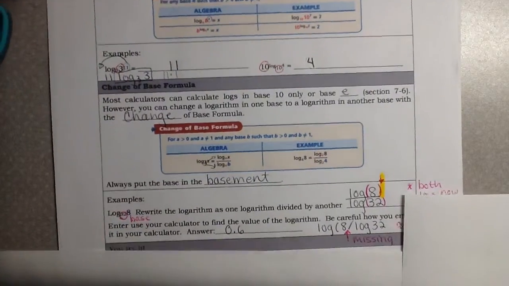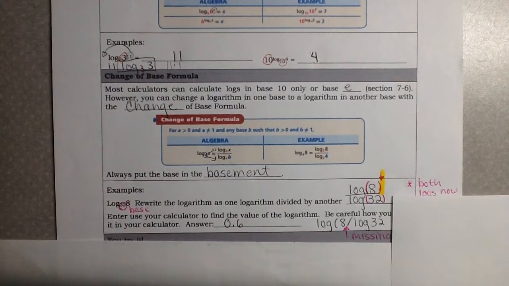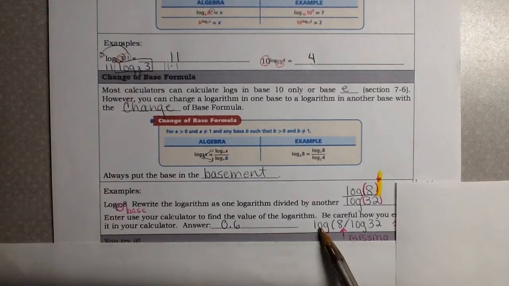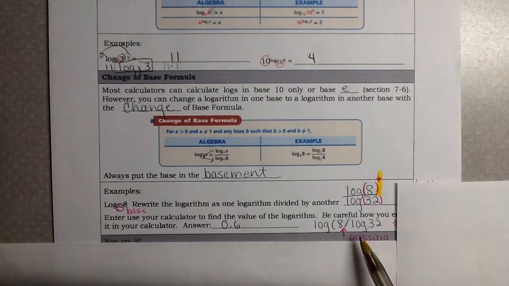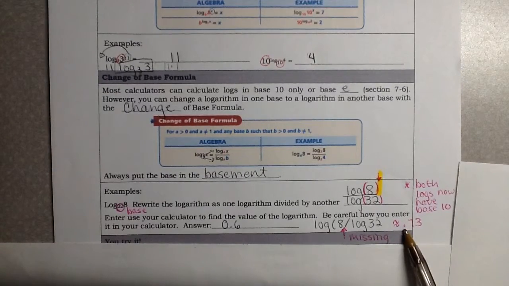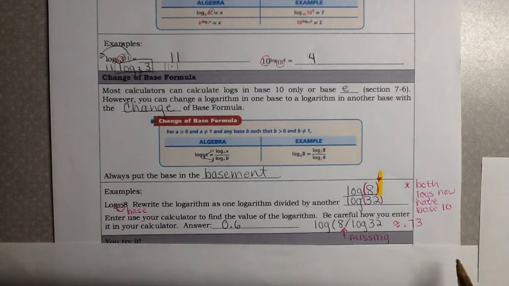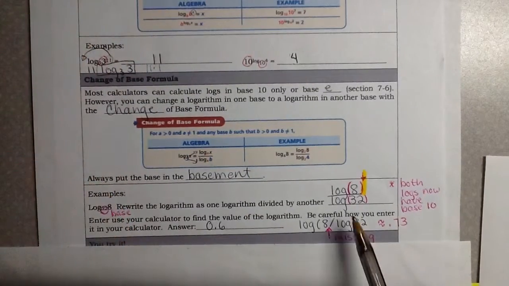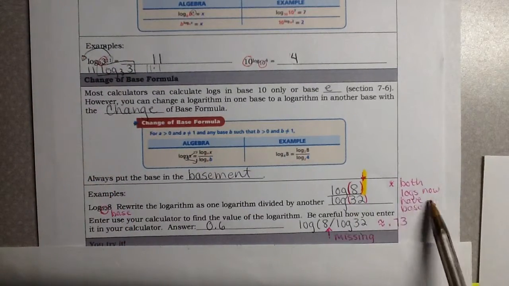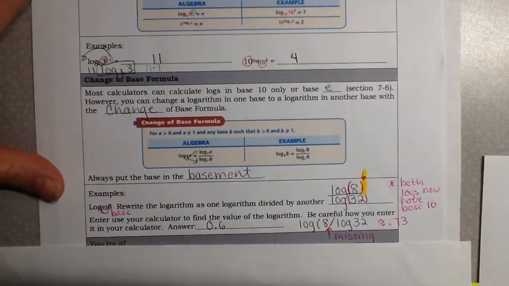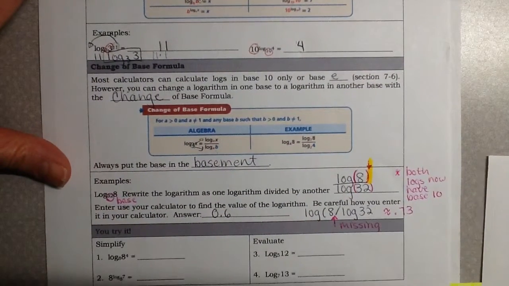Now, if you don't close the parenthesis, so if you enter it into your calculator as log base 10 of 8 divided by log base 10 of 32, you're going to come up with approximately 0.73. So those two answers are not the same. Make sure you close the parentheses. And as you can see off to the side here, let me slide it over a little bit. When you write it like this, both logs now have base 10, so that allows you to enter them into your calculator. Okay, there's a couple of questions for you to try.